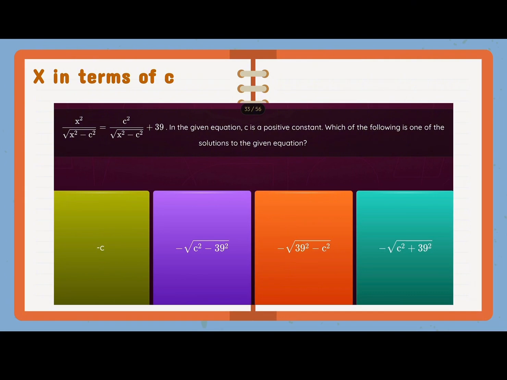Okay, x in terms of c, this is our last question. This one's pretty difficult, so please keep that in mind. We have x squared over root x squared minus c squared equals c squared over root x squared minus c squared plus 39. c is a positive constant, and we're trying to solve for x in terms of c. Which one will it look like?